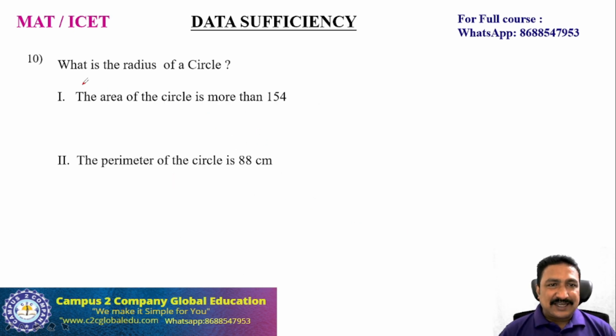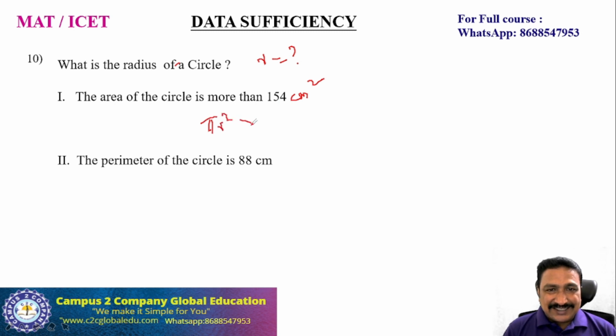What is the radius of a circle? So what does the radius of a circle mean? This is a mensuration based question. So the radius of the circle means we have to find out the value of r. Now look at the first statement. The area of the circle is more than 154 centimeters square. That means pi r square is greater than 154. So greater than 154 means here it is not exact information. So whenever it is not exact information, we cannot find the answer from the first statement.